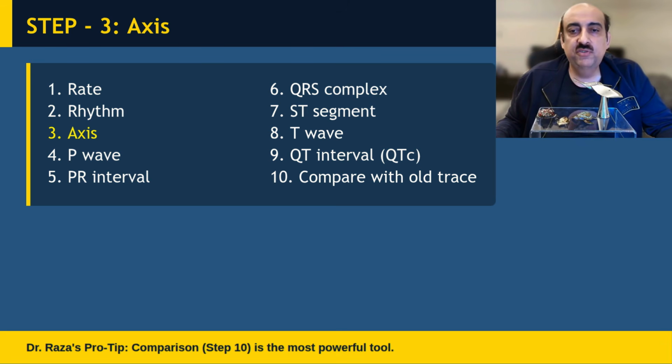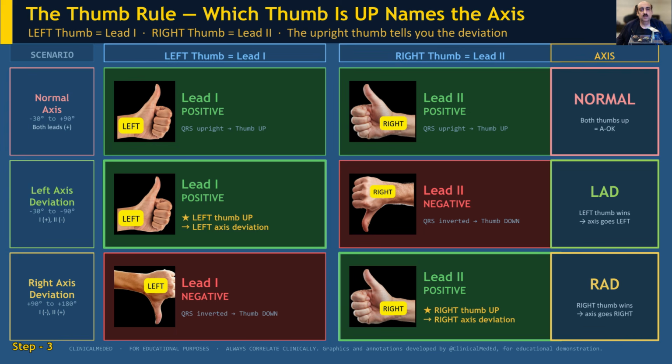Our step number 3 is to look at the axis, and please refer to our discussion on the cardiac vector. Axis and vector are interchangeable for ECG purposes. Now let's look at the calculation or assessing of the cardiac axis. There are many different detailed methods, but the one that I will be referring to is what is called the thumb rule. So this is the standard application.